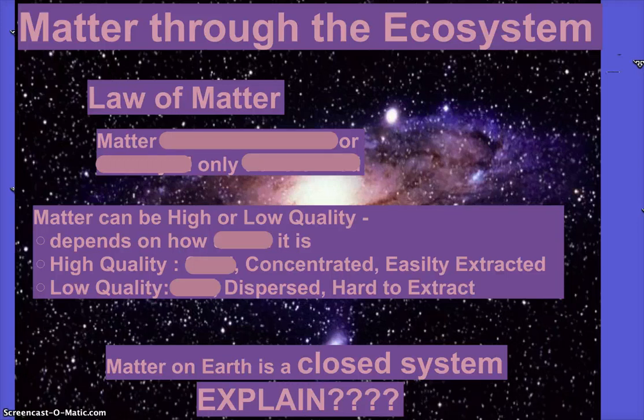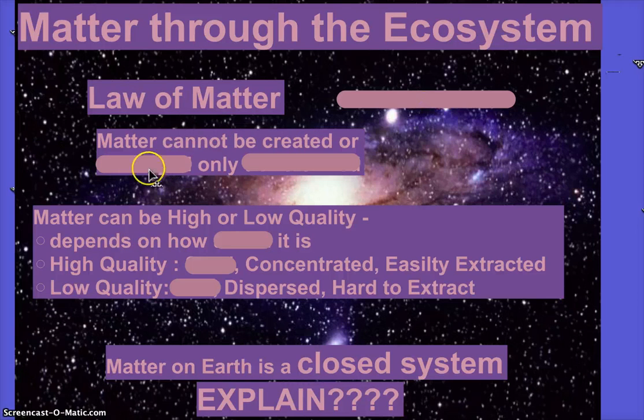We're covering in this unit matter through the ecosystem and energy through the ecosystem. And they're similar, and you're going to kind of confuse them, but they're different in one major way, okay? So this is a similarity here. Both are laws in science, which is very rare. What is the law of matter state? Matter cannot be created or destroyed, only recycled. I love that word. Matter cannot be created, destroyed, only recycled.